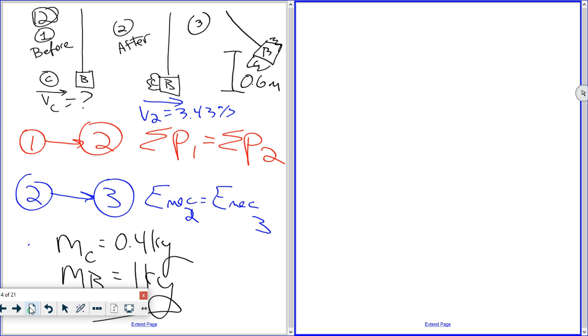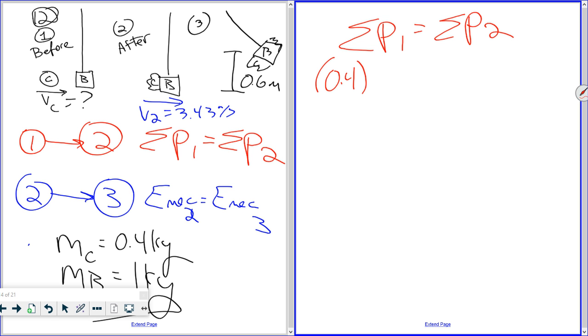Here we go. From drawing number 1 to drawing number 2, I know that the total momentum in drawing number 1 has to equal the total momentum in drawing number 2. Talk to me about the total momentum in drawing number 1. Well, it's the mass of the clay times the velocity of the clay, which is what I'm trying to find, right? Plus the mass of the block times 0, right? The block starts at rest. So I don't even need to worry about the block for drawing 1. Does that make sense? Equals the total momentum in drawing 2.